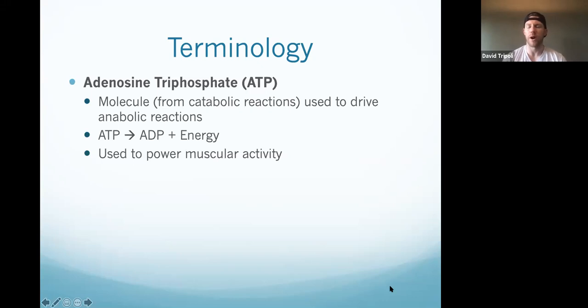Adenosine triphosphate, or ATP for short, is the molecule used to drive anabolic reactions, right? So energy is being used. That's what's going to power muscle activity. If you remember back in chapter 1, where we talked about the myosin heads attaching to the actin, right? And then it needing ATP to detach itself so that it could reattach and then pull and then detach with ATP, and so on and so forth. So that's just one example of what the energy is used for. And we'll look at how it gets produced and how it's used in this section.